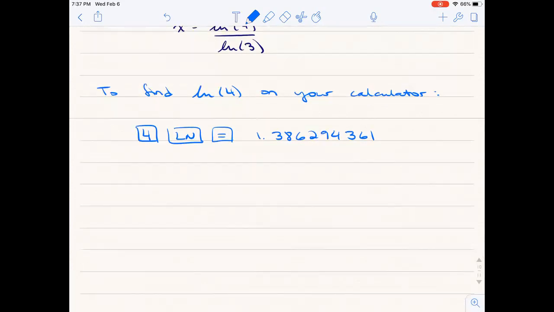So same idea, if we need the log of 3, you can hit the 3, ln. You don't need to hit the equals, but it's safer to just always hit the equals, because sometimes it'll show the answer right away and sometimes it doesn't. I don't know when it decides not to. So if you hit the equals, always it's safer. 1.098612289.